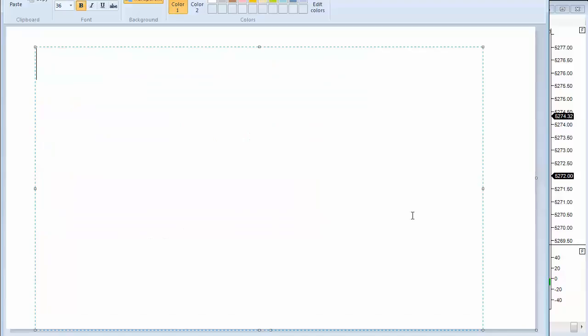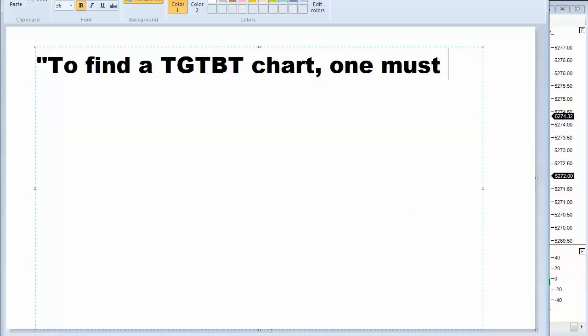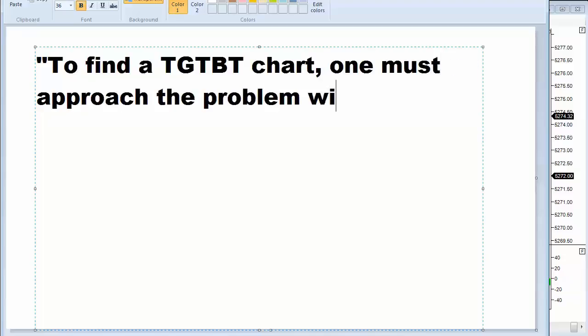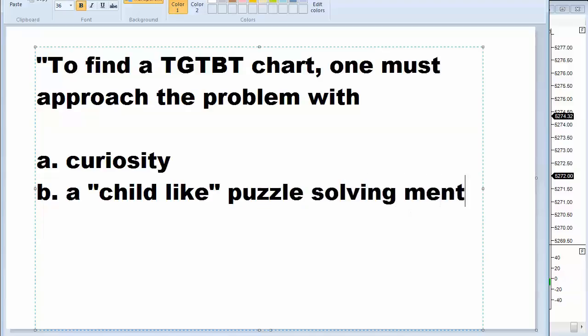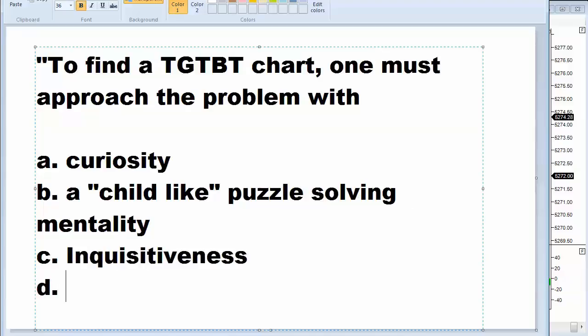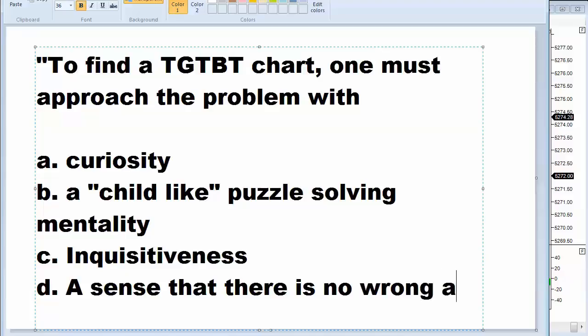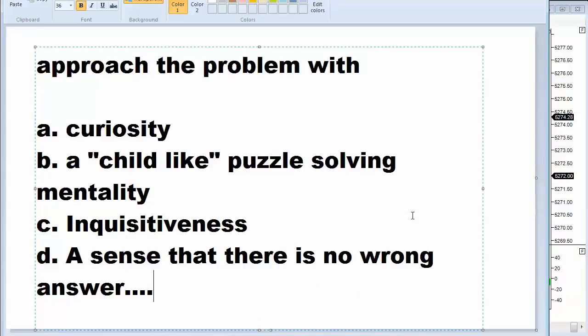And let me paraphrase what I'm about to do next with this. To find a too good to be true chart, one must approach the problem with curiosity, a childlike puzzle-solving mentality is another way to describe it, inquisitiveness, and D, a sense that there is no wrong answer. We're exploring.